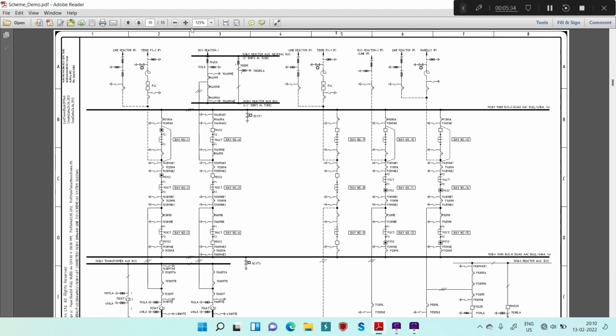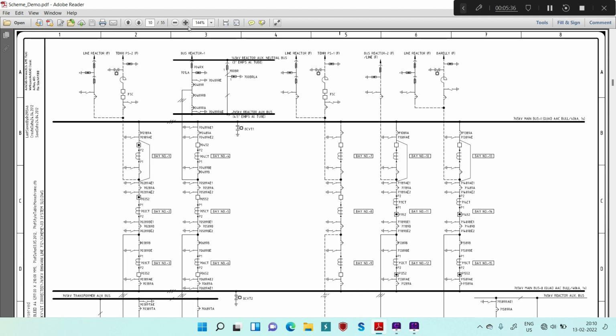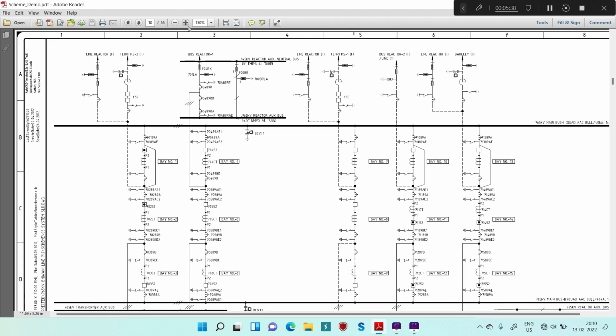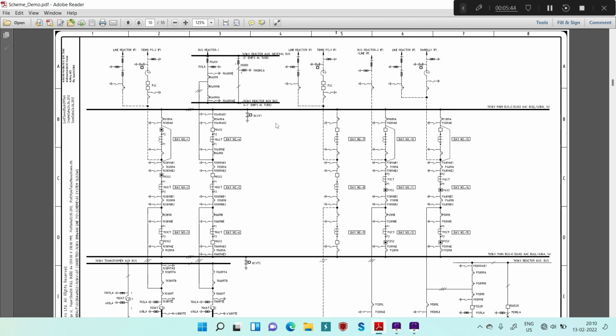On the next sheet you will see some of the SLD which are for your substation. Whichever substation you are referring to, this SLD will be present in your scheme drawing, and that you have to see as and when required, as and when you are doing any commissioning or any troubleshooting work. This SLD will be helpful.